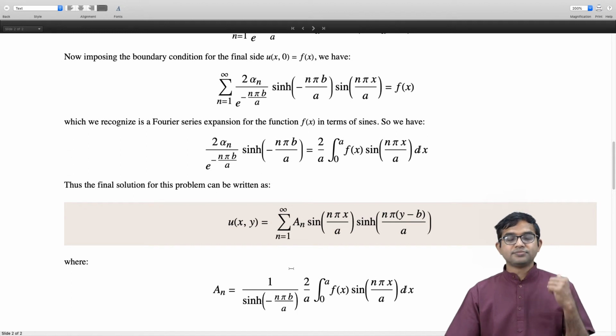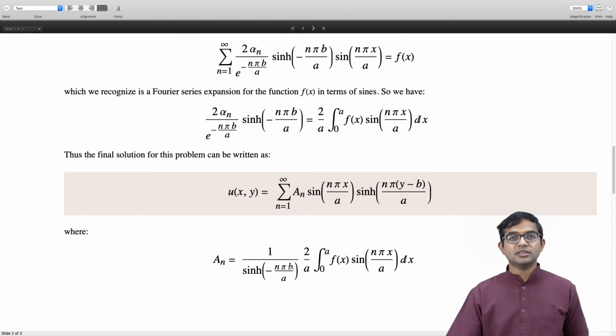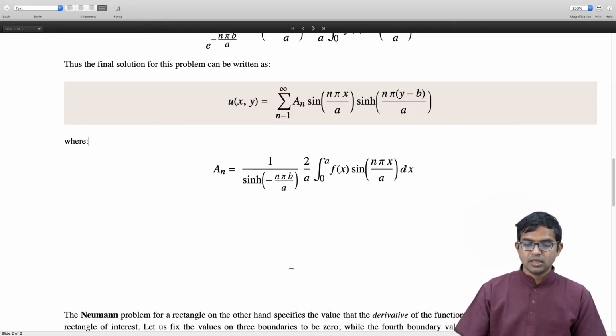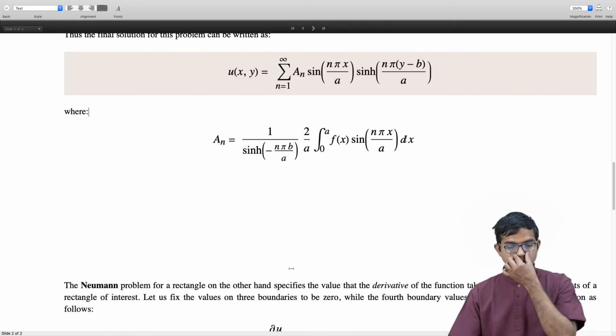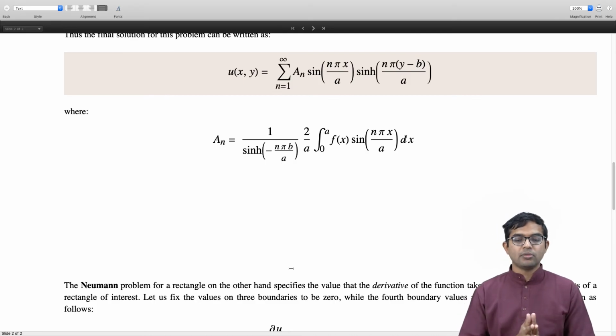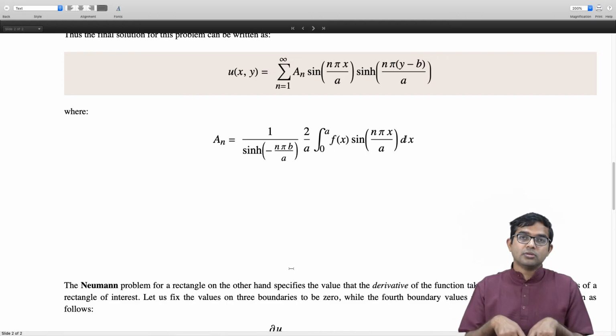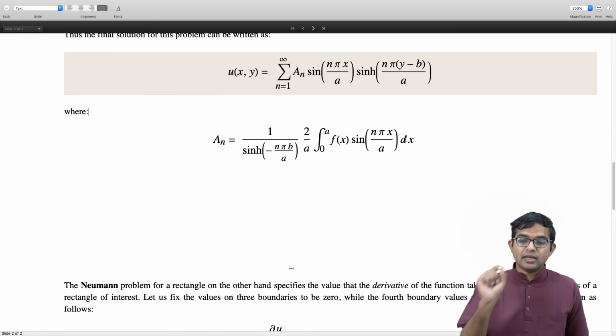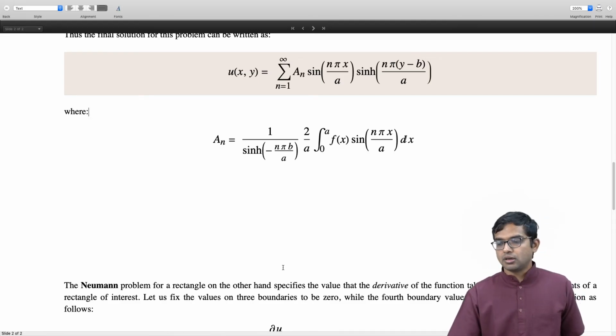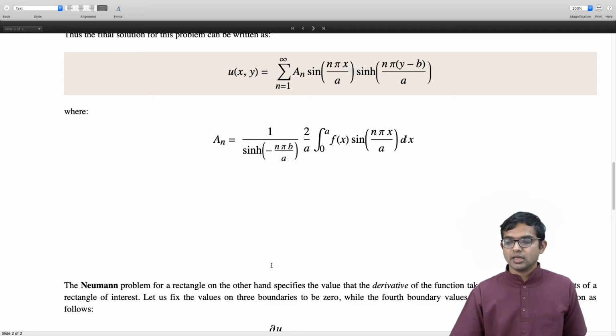So let's look at the other kind of boundary conditions, where I have an example where the other kind of Fourier series also comes in. So that's related to this Neumann problem. So the Neumann problem for a rectangle specifies not the values of the function on the boundary, but the derivative of the function at all the boundary points, or in some sense the gradient of this function, right?